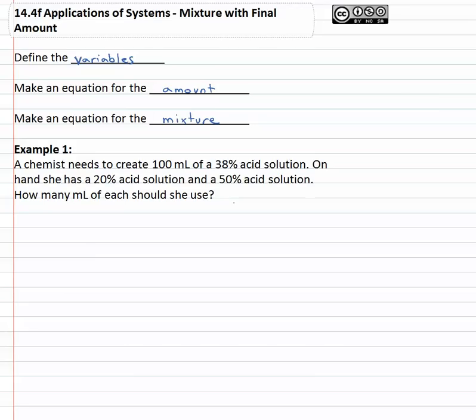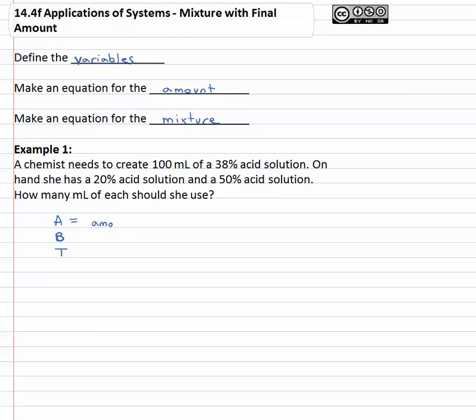In our first example, a chemist needs 100 milliliters of a 38% solution. On hand, she has 20% acid in one solution and 50% acid in another. How many of each should she use? With mixture problems, it's important to define how much we start with. We'll call that A. How much gets added, we'll call that B. And then T for the total, the final amount.